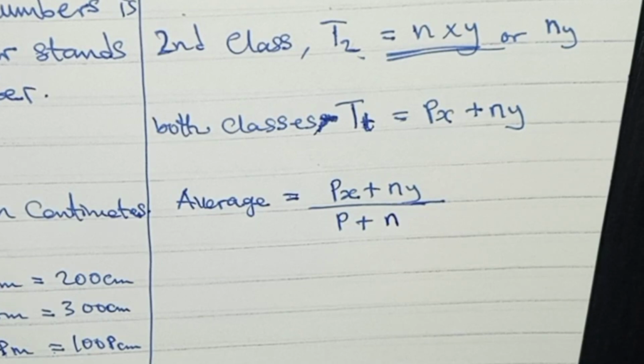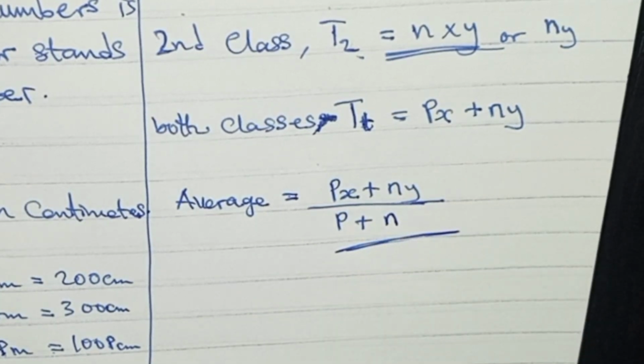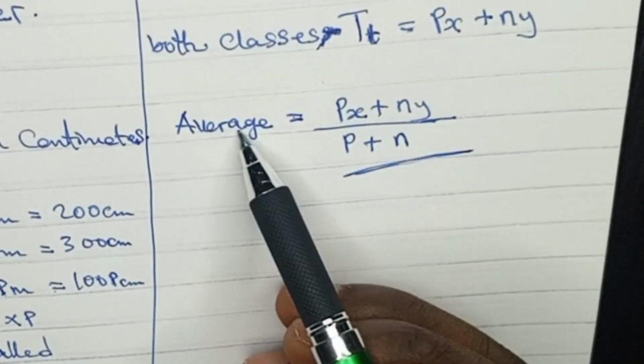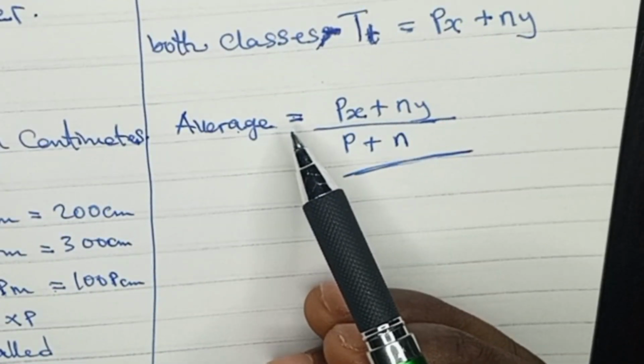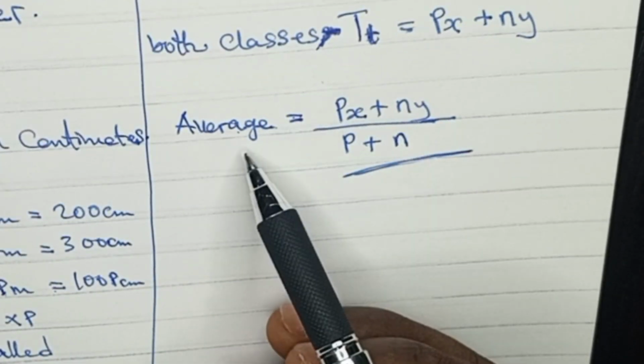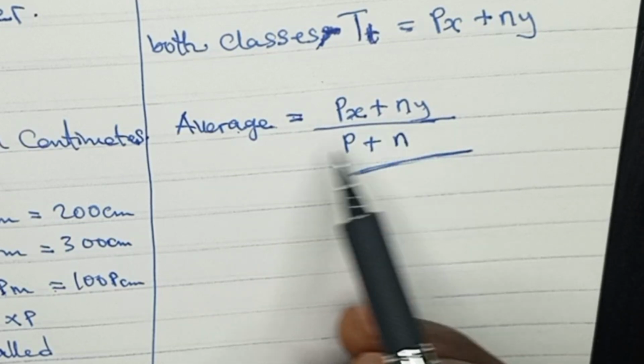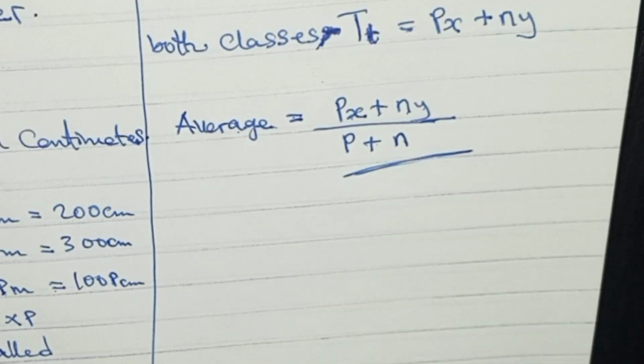This is our final answer. The average for both classes is px plus ny all over p plus n. That is our final answer. Okay, that is that. Let's take another example.